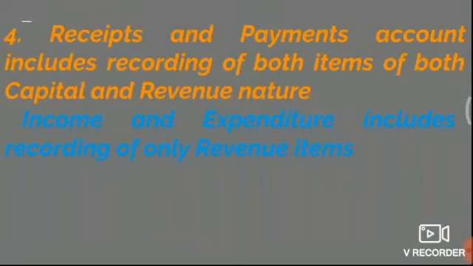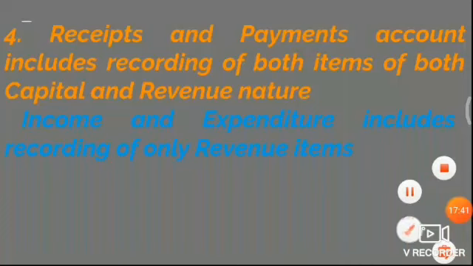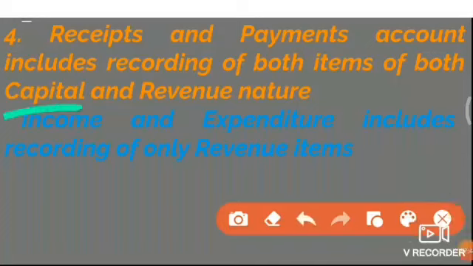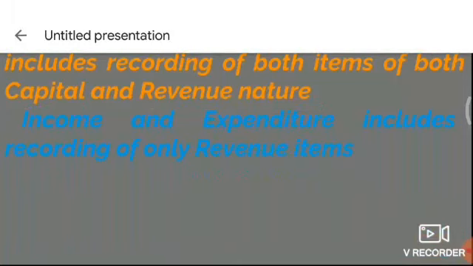Let us see the next difference. Number 4, receipts and payments account includes recording of both items of capital and revenue nature. So you remember this carefully. Receipts and payments account take capital items also, and they take revenue nature items also. Income and expenditure account, they take only revenue items. You'll understand this better with an example here.